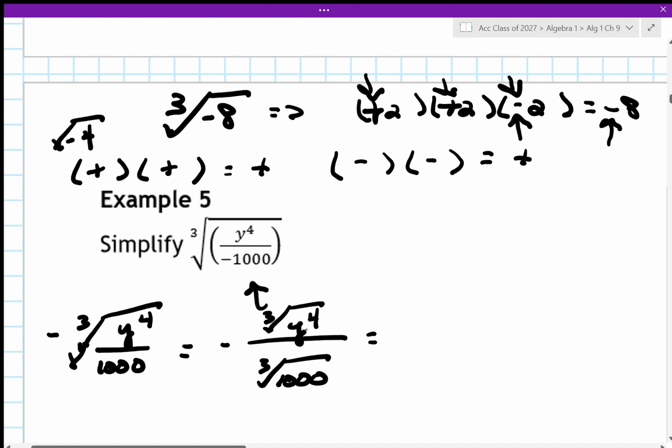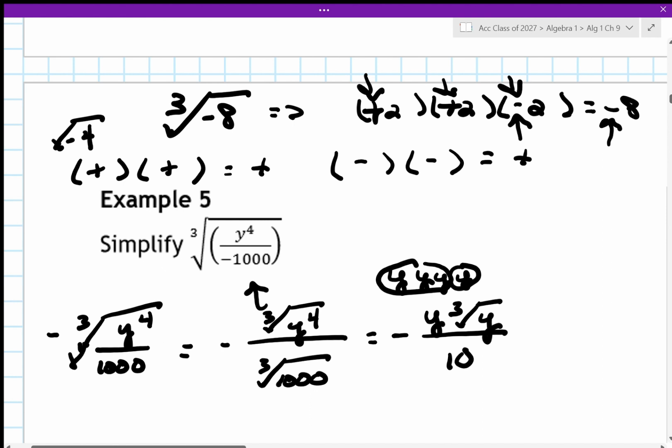Now, cubed root of y to the 4th. Well, that means we have 4 y's, right? What y to the 4th is, there's 4 of them multiplied together. There's going to be one trio, right? So here, let me write it out. 1, 2, 3, 4. One trio, and then a singleton. Now the denominator, cubed root of 1,000, that's going to be 10. And that's going to be our answer.